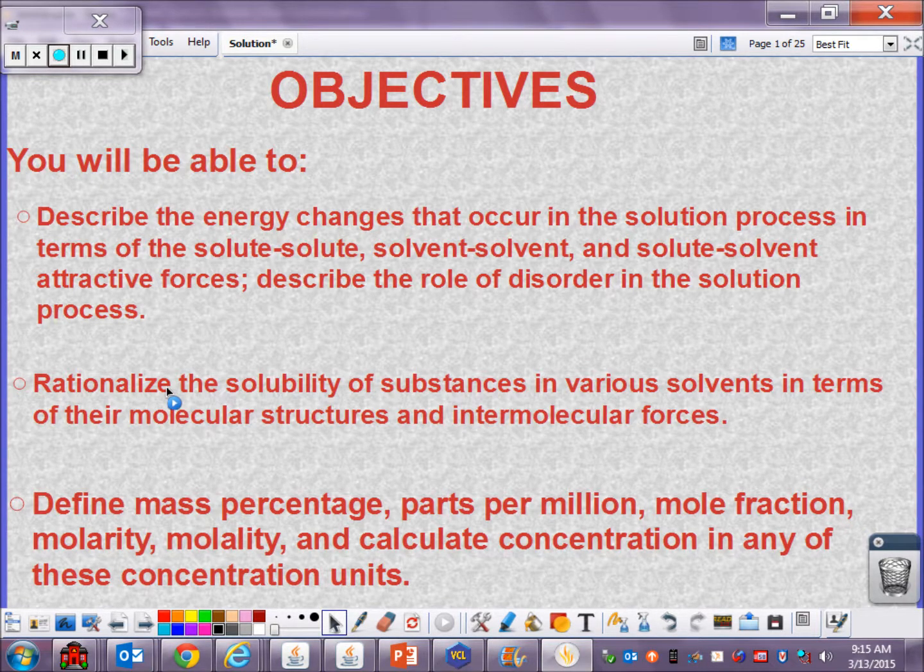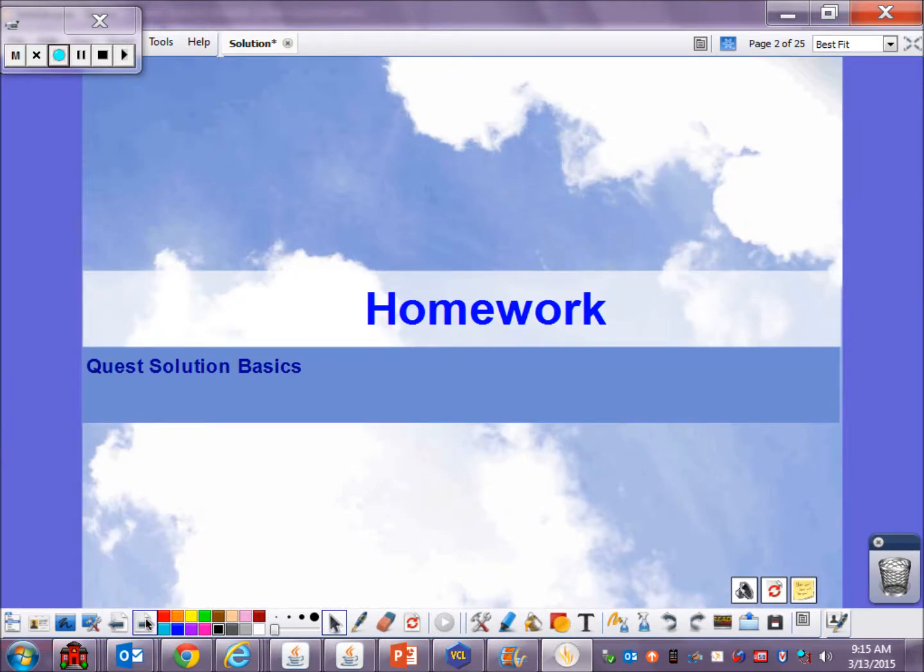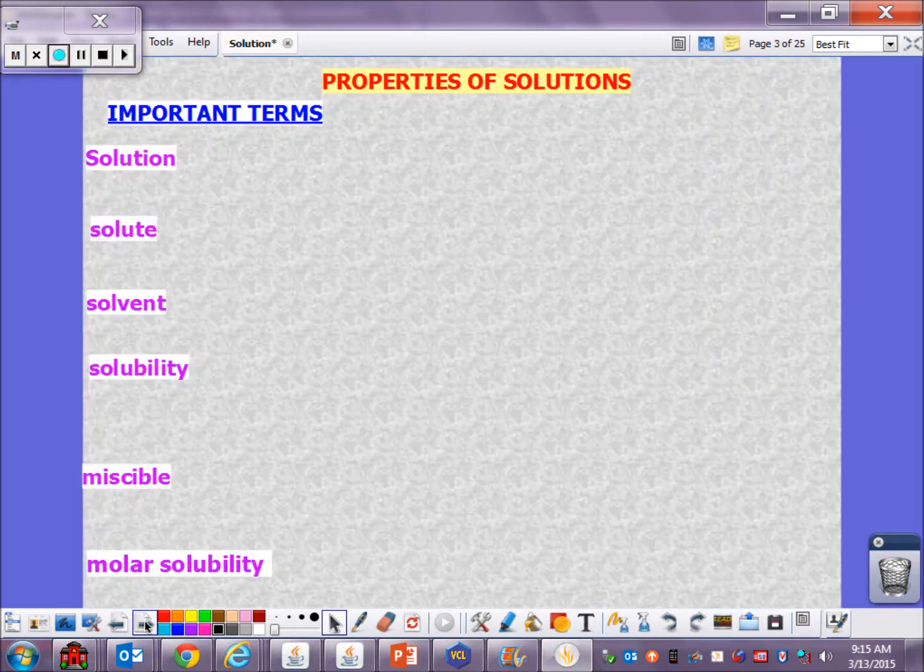We will also define mass percent, parts per million, mole fraction, molality, and calculate the concentration in any of these concentration units. Your homework is quest solution basics. You will have 3 quests for this unit. So here's the first one: solution basics.